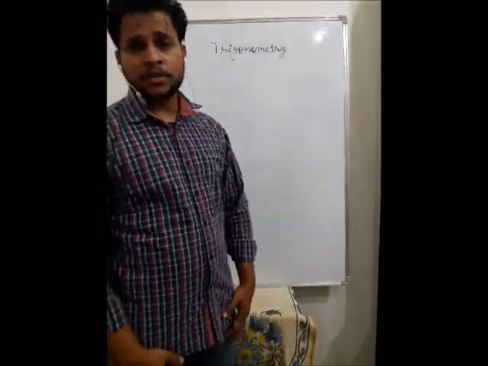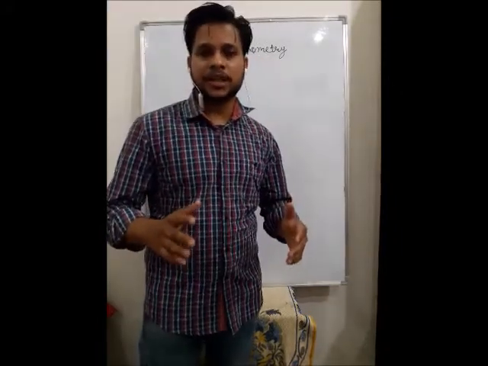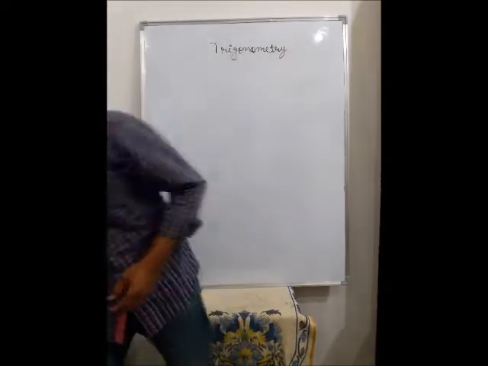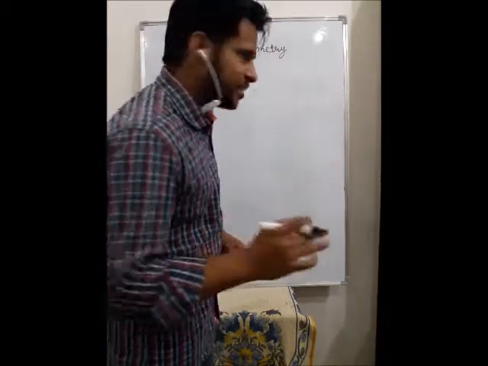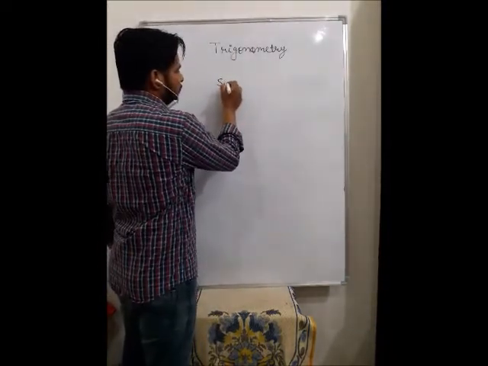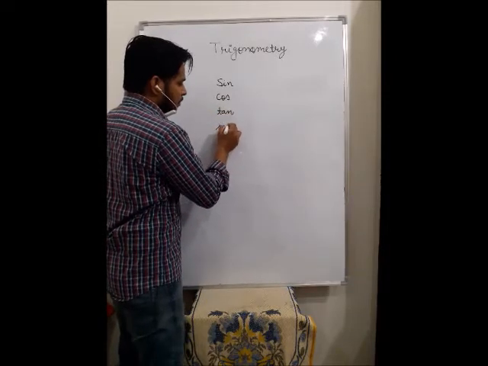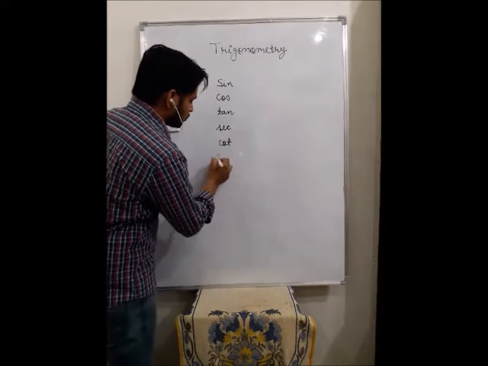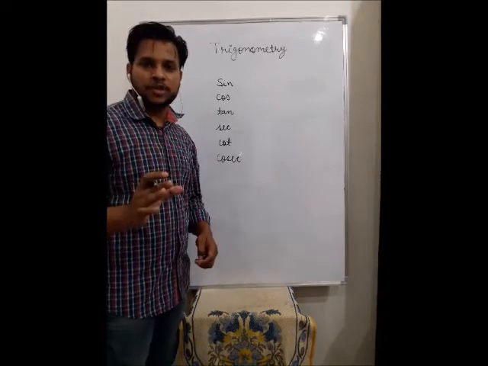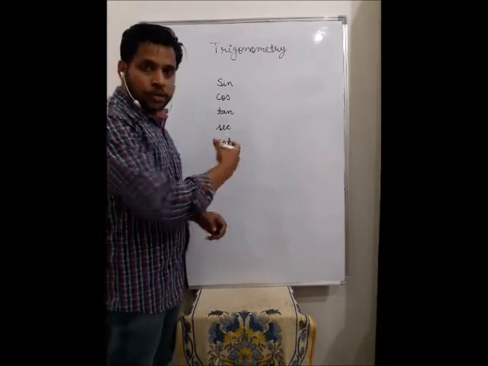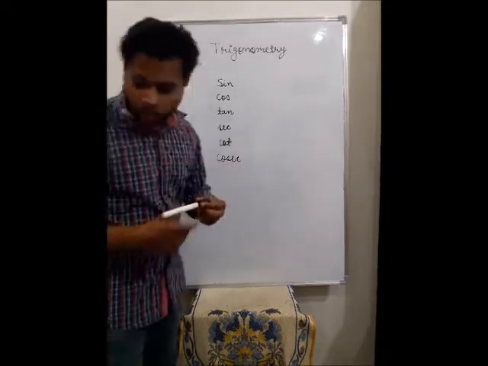So today we are going to start the topic that is trigonometry. This is the basic part of 11th class. In 10th class you read about 6 basic trigonometric ratios that are sine, cos, tan, sec, cot, cosec. These are the 6 basic ratios of trigonometry. Now what we are going to do, we are going to identify their sign conventions and quadrant system.